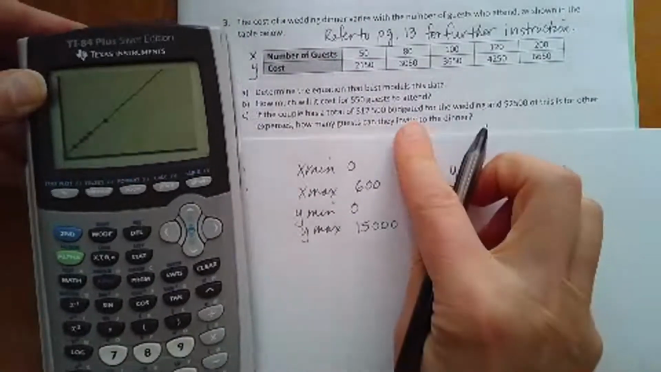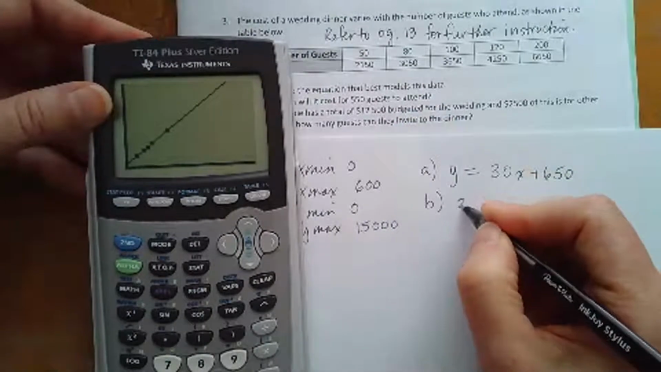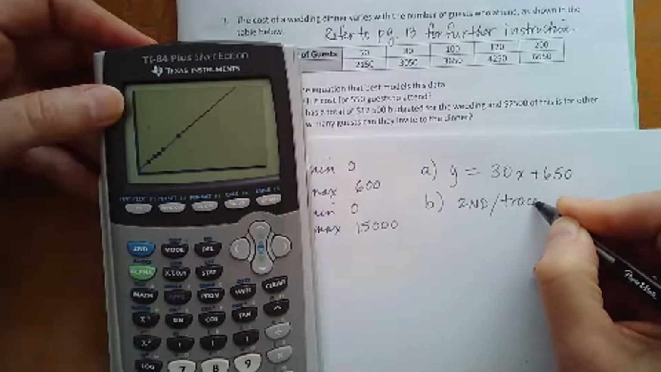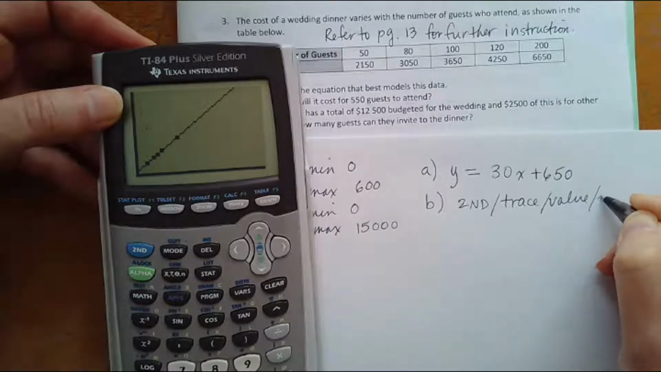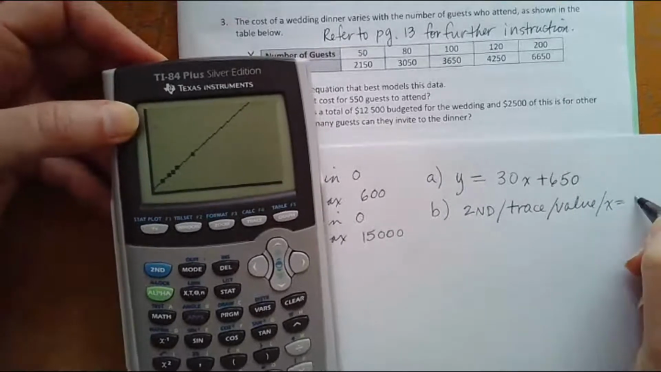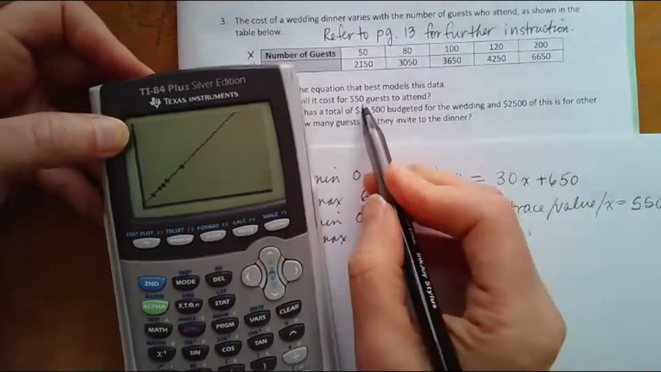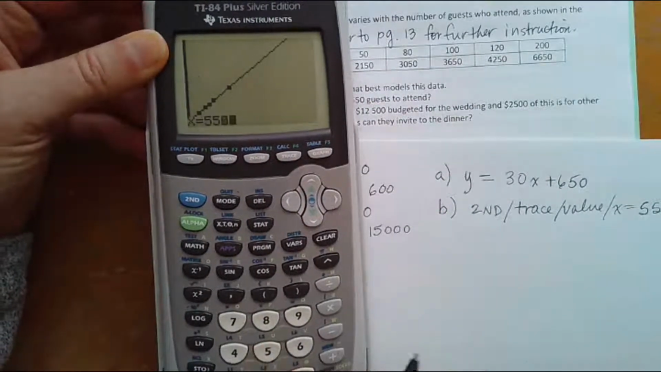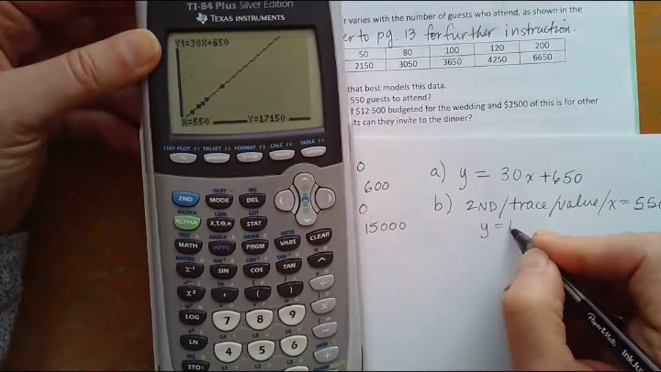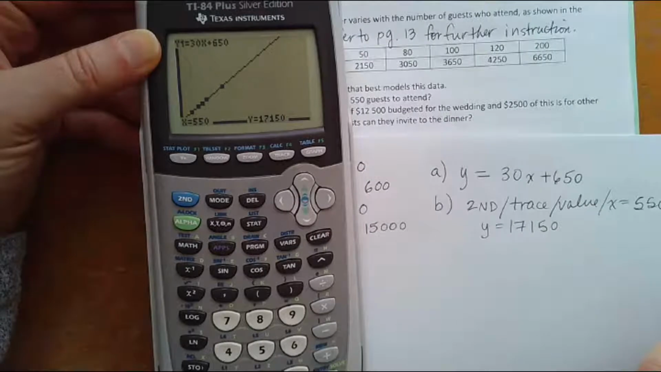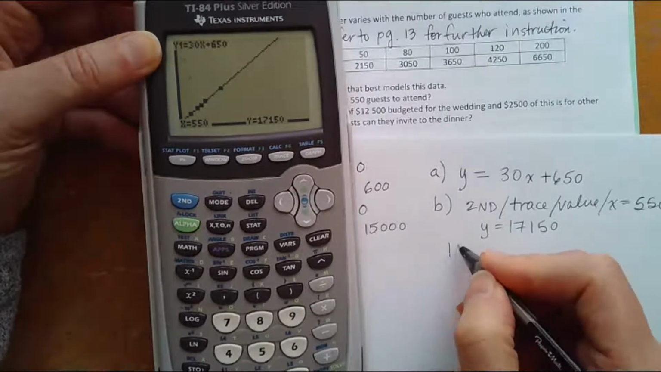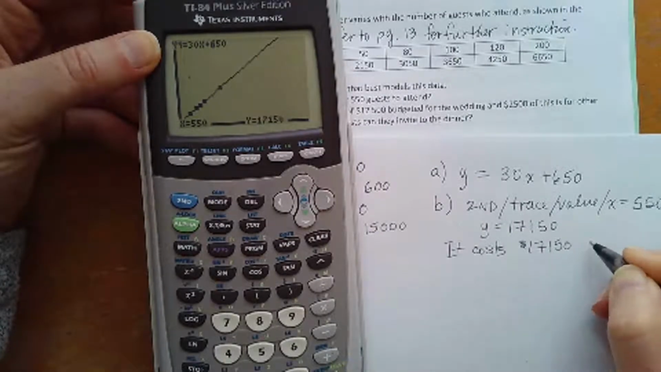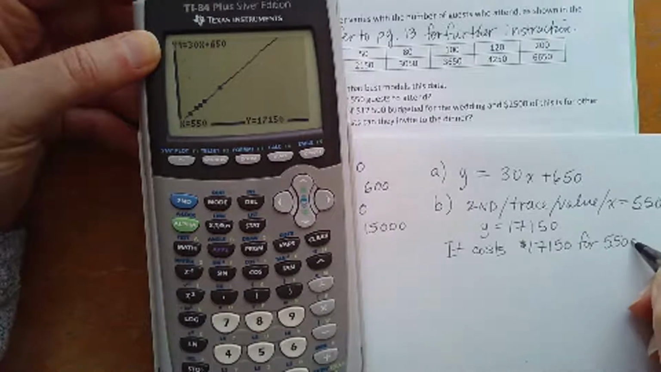Part B, how much will it cost for 550 guests to attend? Now I could just answer like I did before, right? In number 1 and 2, I want X to be 550, because it's saying I have 550 guests, that's an X value. So second trace value, 550, and I get Y equals 17,150. And again, I'm going to answer in words. It costs 17,150 for 550 guests.